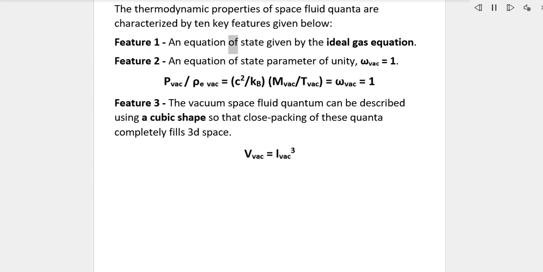Feature 1, an equation of state given by the ideal gas equation. Feature 2, an equation of state parameter of unity, w_vac equals 1. Feature 3, the vacuum space fluid quantum can be described using a cubic shape so that close packing of these quanta completely fills 3D space.